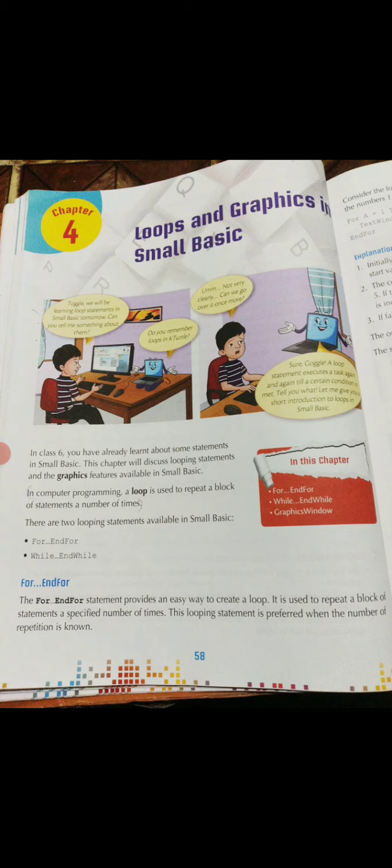Students, we were with chapter number 4, and the name of the chapter was Loops and Graphics in Small Basic. In my last class I explained what we mean by loop, as well as the types of loop. There were two types of loop: one is the for loop and another is the while loop. From the two loops, I have explained one, the for loop, and the while loop I will explain today.